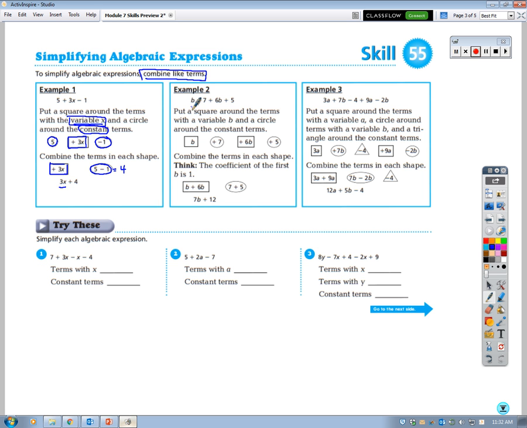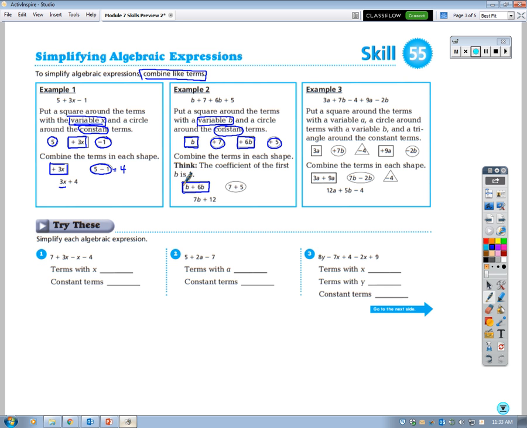If we look at example 2, we've got b plus 7 plus 6b plus 5. Again, we're going to put a square around the terms with the variable b, so anything with our variable, and a circle around the constants. Okay, so b is a variable, it gets a square, plus 7 is a constant, plus 6b, we take that sign with us, make sure it's a positive 6b, and a plus 5, that's a constant. So we got variable, constant, variable, constant. We're going to combine our squares and then combine our circles. So we have b plus 6b.